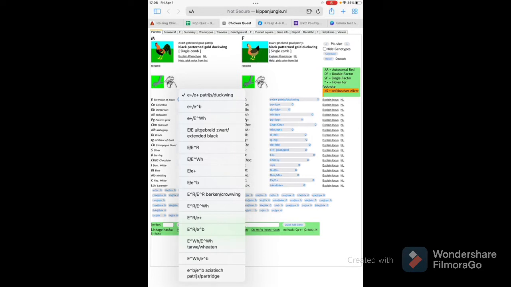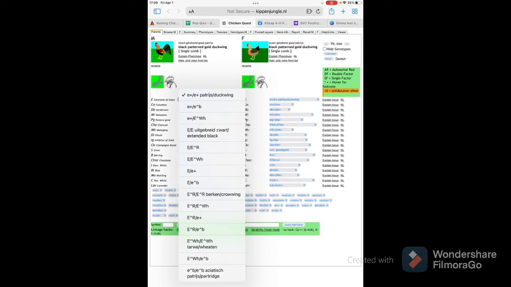The next homozygous pair is down here. It's Wheaton. Think Wheaton Americanas, Blue Wheaton, Wheaton Malays, Marans. And then the next is Partridge, Partridge Silkies, Brahmas, yeah.